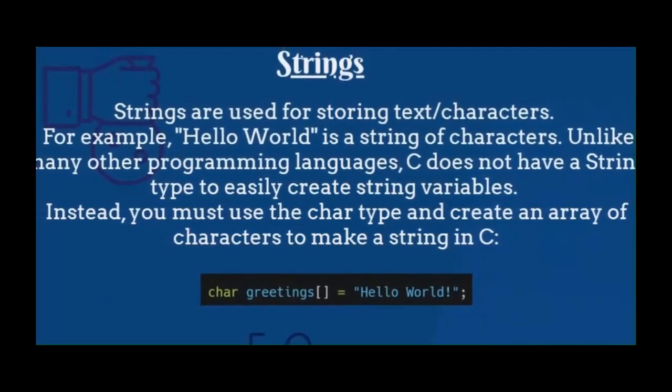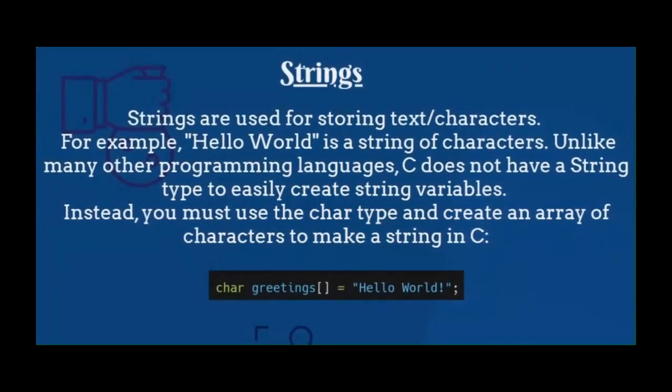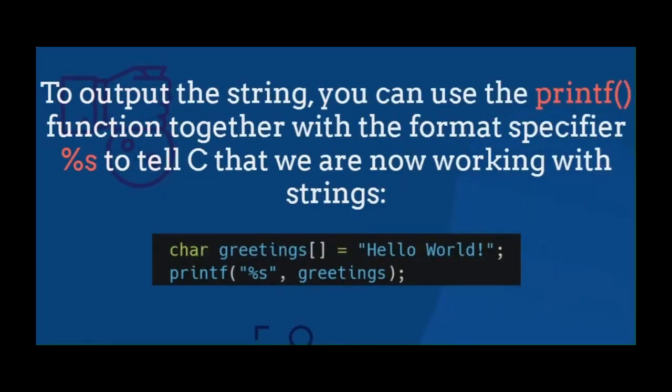Let's talk about strings. Strings are used for storing text or characters. For example, Hello World is a string of characters. Unlike many other programming languages, C does not have a string type to easily create string variables. Instead, you must use the char type and create an array of characters to make a string in C, like this example. Note that you have to use double quotes. To output the string, you can use the printf function together with the format specifier %s to tell C that we are now working with strings.